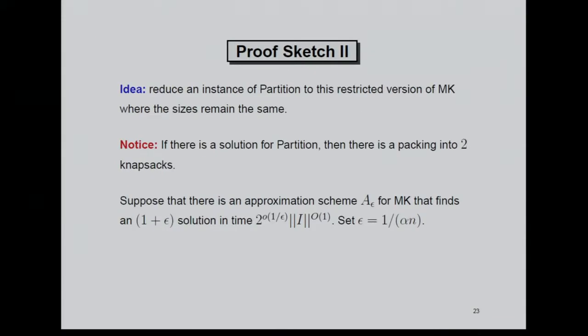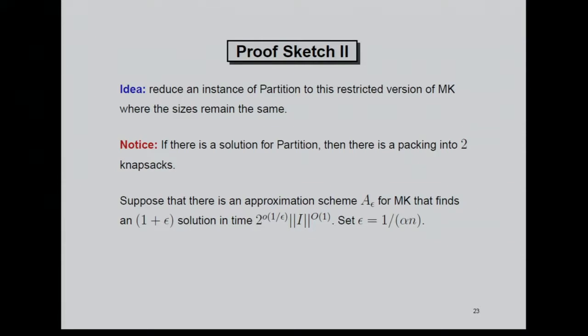The idea now, you take an instance of the partition problem, where we know by our previous reduction that there's no good algorithm for this, and reduce it to the restricted version of the multiple knapsack problem, where the sizes remain the same. I don't change the sizes of the items. So the point is, if there's a solution for the partition problem, then automatically you see there's also a packing in the two corresponding knapsacks that you can use.